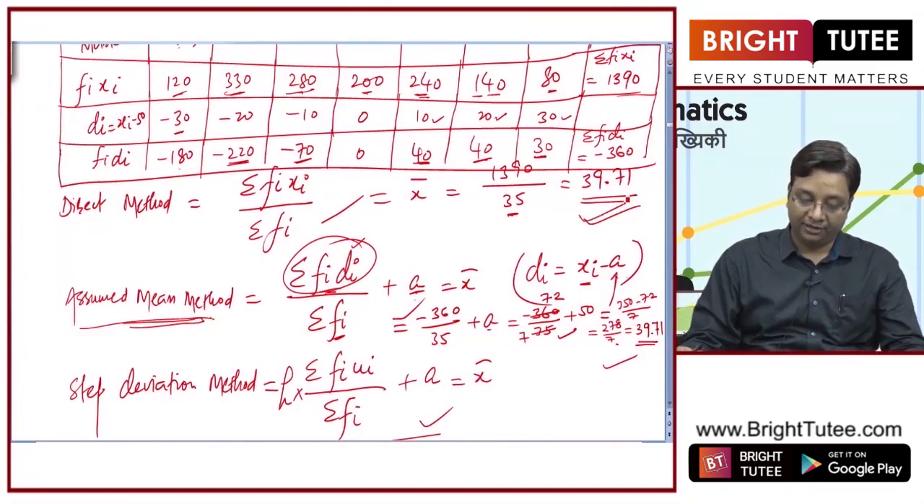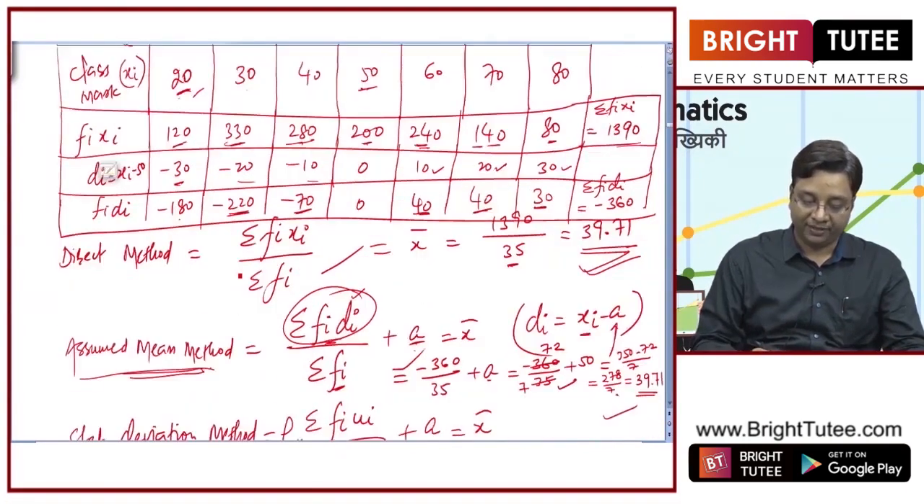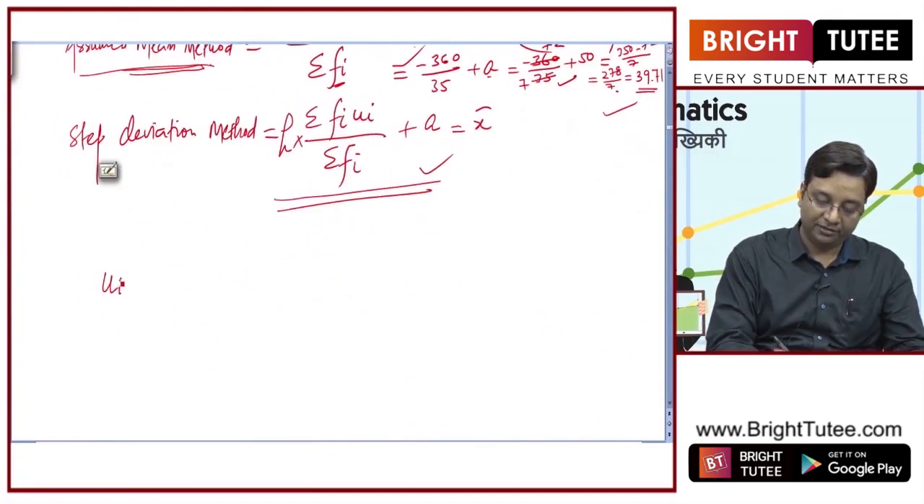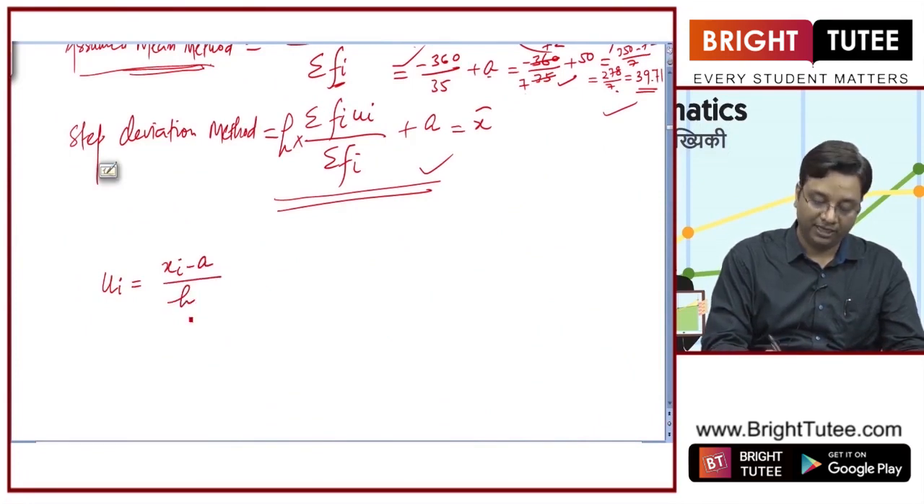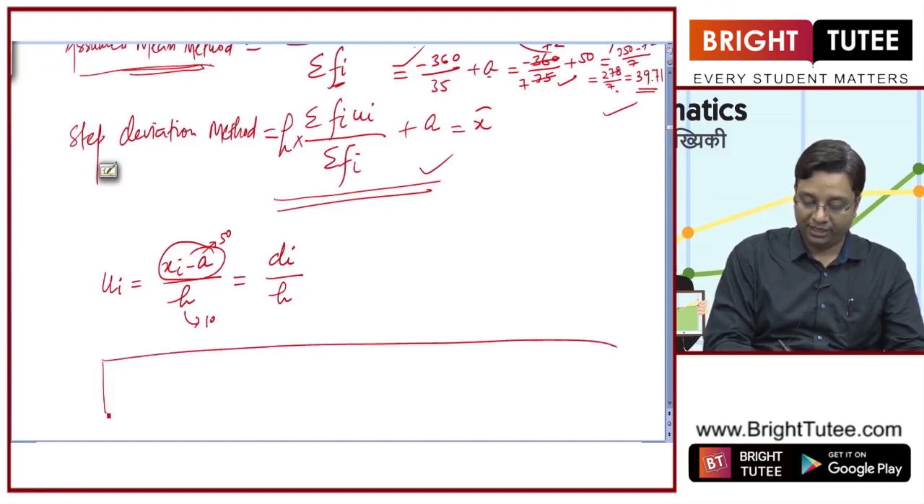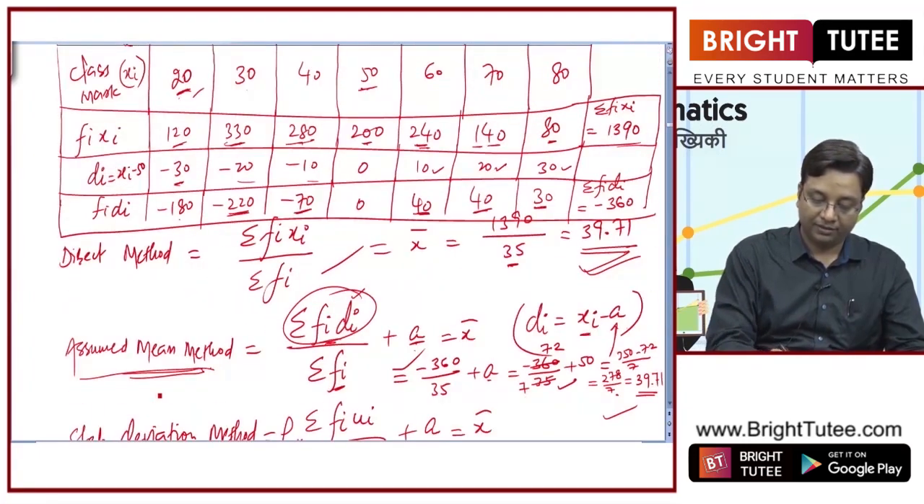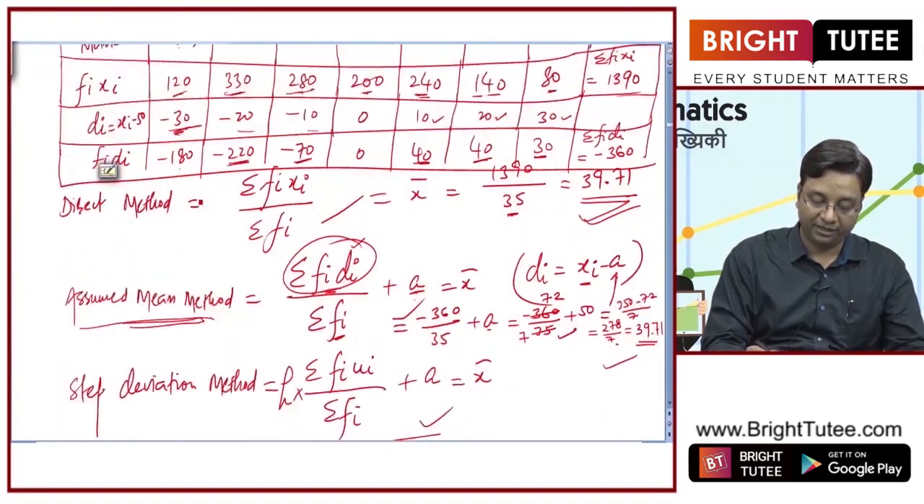Similarly, if I now divide each of these entries by a certain number, which in this case I think will be 10, right? Because each of them is divisible by 10. Let me make a table for ui, which is xi minus a by h. Here h I am taking as 10. A we have already taken as 50. Xi minus a is nothing but di, which we have already calculated. Now we will divide di by h, which is 10. So if I make a table for ui here, what will be ui? We will divide this number by 10, so it will give me minus 3.